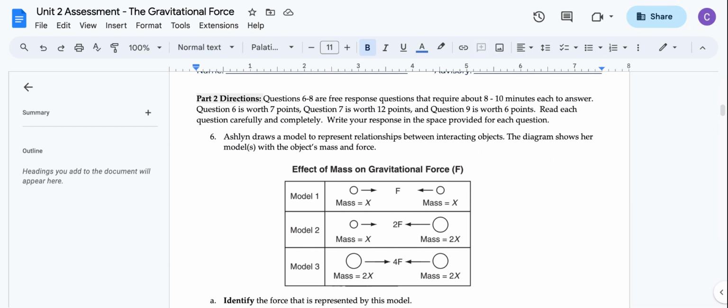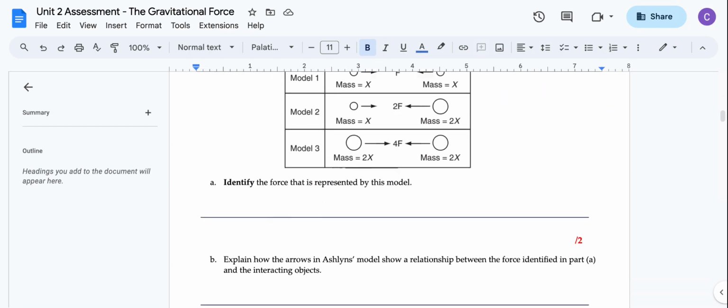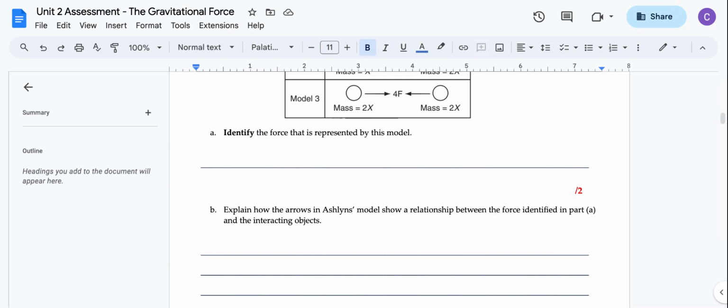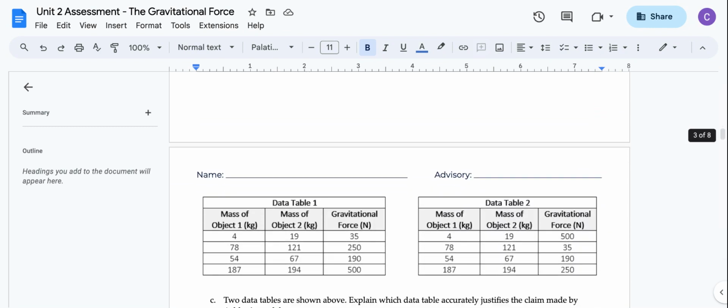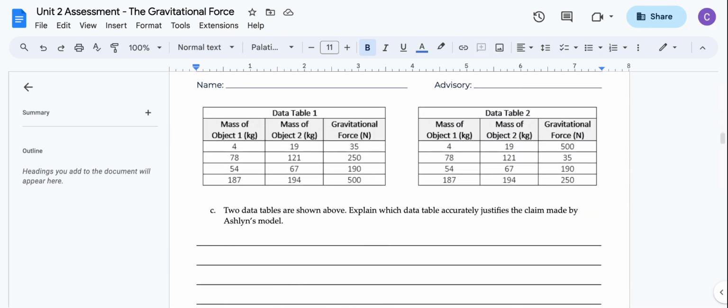6. Ashlyn draws a model to represent relationships between interacting objects. The diagram shows her models with the object's mass and force. A. Identify the force that is represented by this model. B. Explain how the arrows in Ashlyn's model show a relationship between the force identified in Part A and interacting objects. C. Two tables are shown above. Explain which data table accurately justifies the claim made by Ashlyn's model.